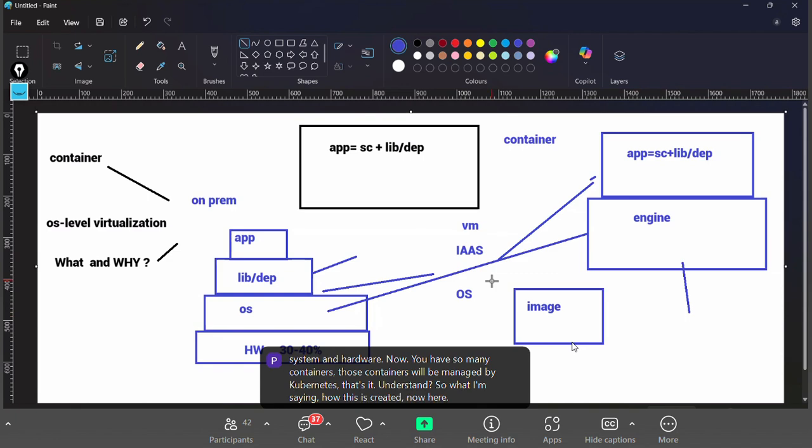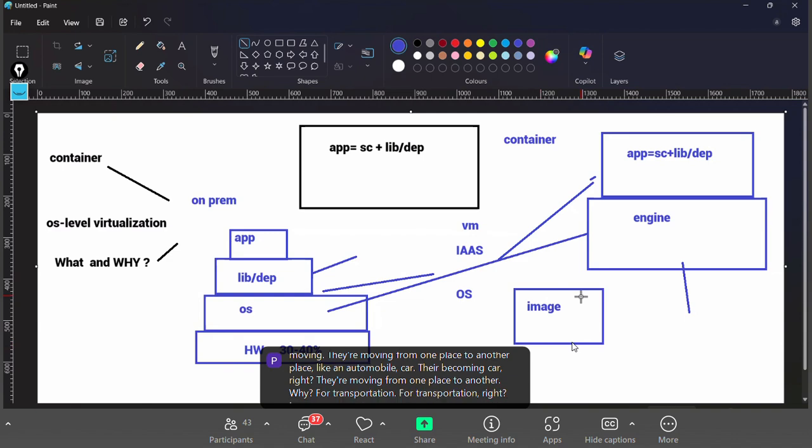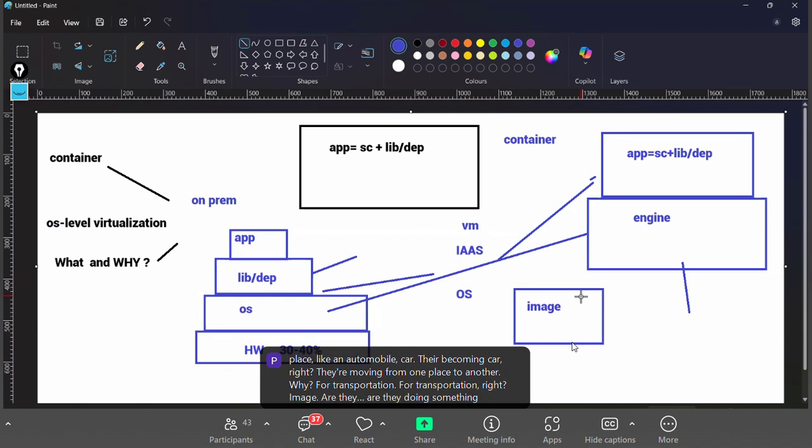So how is this created? In the Transformer movie, they are moving from one place to another, like an automobile, a car. They are becoming a car, right? They're moving from one place to another. Why? For transportation, right? Image. Are they doing something whenever they are a car? No, nothing.